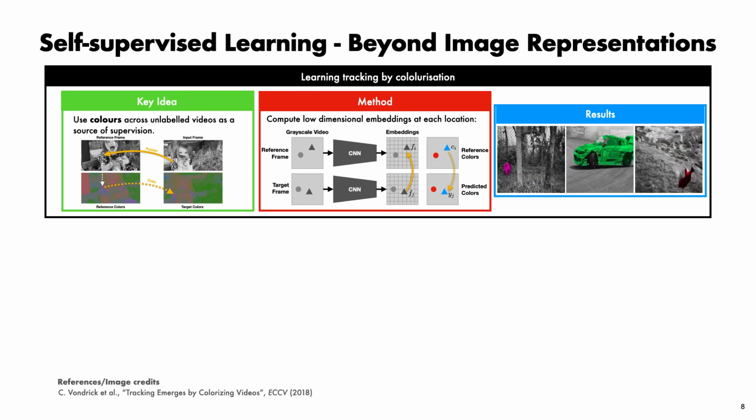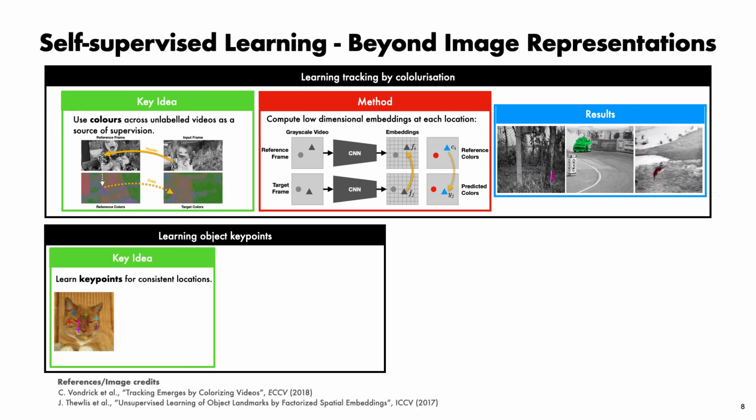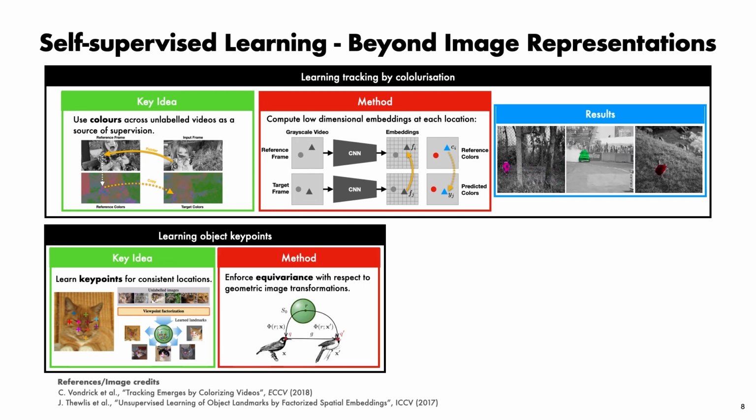Another direction has considered learning object key points without supervision. The idea, shown here for cat faces, was to learn a model that would learn to detect consistent locations on an object without any labels. The approach here was to use a concept called viewpoint factorization. The essence of this idea is if you had a good key point detector, it should fire on the same point of the cat's face even as the cat's face moves around.